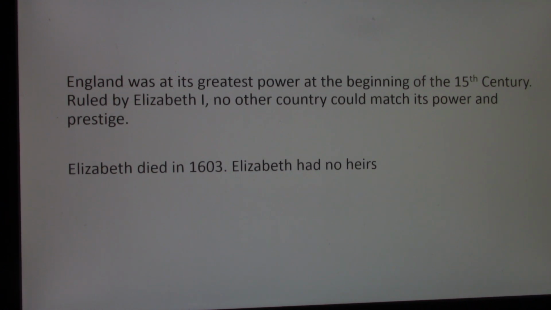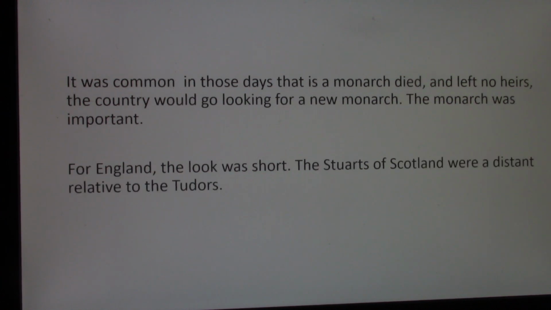Now, we begin today with the year 1603. 1603 was when Elizabeth I, a Tudor, died. Now, Elizabeth I was the last of the Tudor family. She had no heirs. And so the belief was that we need a new ruling monarch.